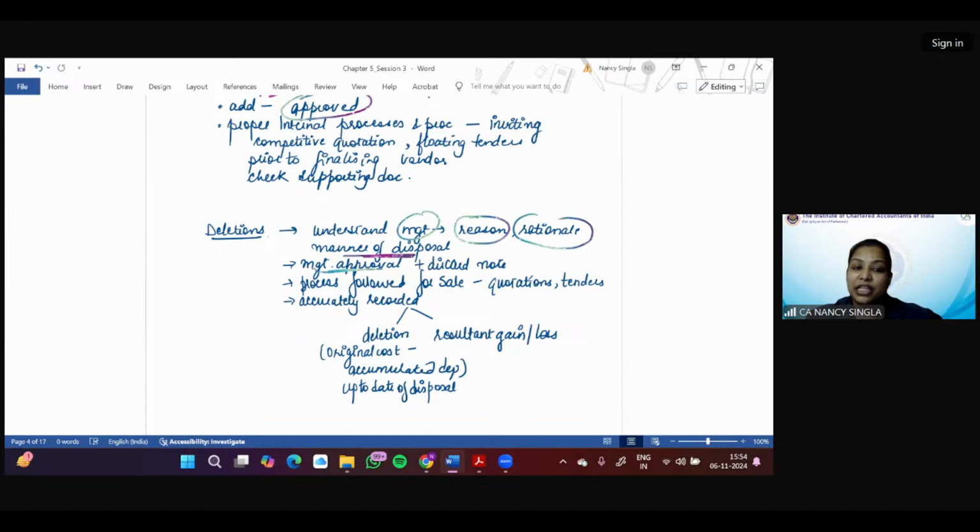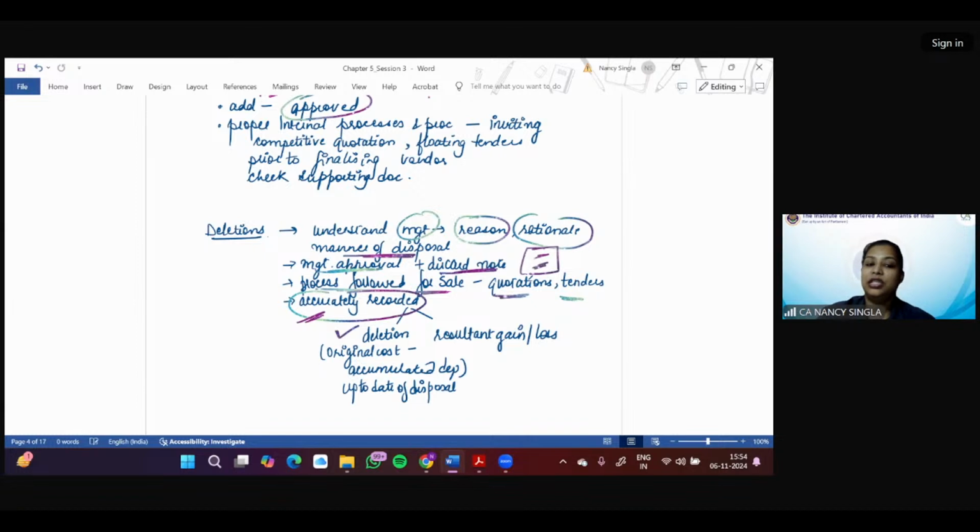And whether the management approval was there or not, what will he refer to? The discard note. A discard note will be there where the reason, who has authorized, everything will be mentioned, right? And again, he'll see whether the process has been followed for sale, like the quotations, tenders, and the sales proceeds and the resultant gain and loss should be accurately recorded.